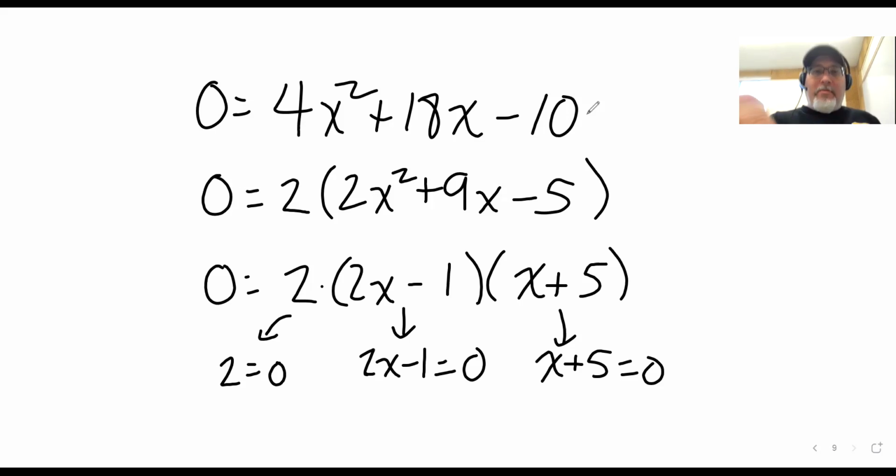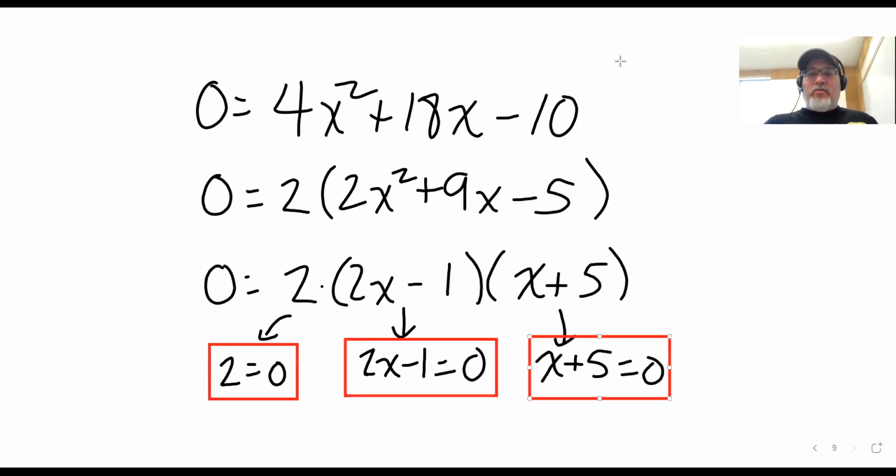But there are 2 problems with me writing that. Number 1, it's clearly not true. And number 2, the whole reason I'm splitting this is to separate the x's from each other so I can solve for them individually. But 2 by itself contains no x to solve for. So there's really no reason to write 2 is equal to 0.